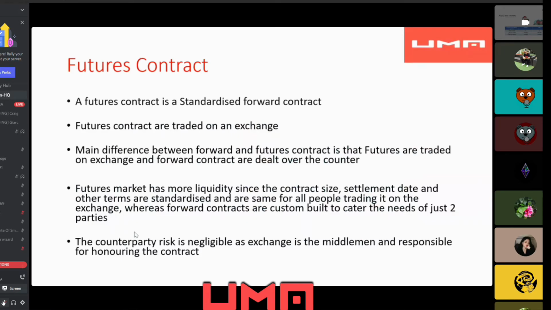Let's move ahead. Futures contract. Basically, a futures contract is a standardized version of a forward contract. Futures contracts are traded on an exchange. They are not traded peer to peer. The main difference between forward and futures contracts is that futures are traded on an exchange and forward contracts are dealt over the counter.